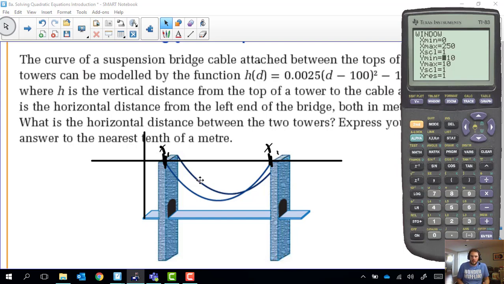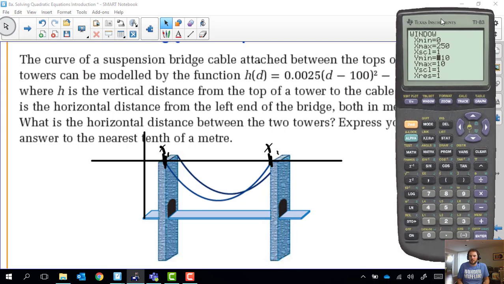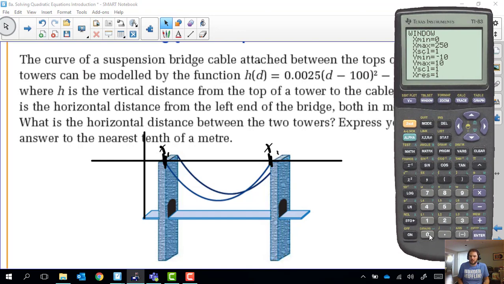And then my y, we only care about the part of my bridge that's below my x-axis. And again, the vertex here is -10. So maybe I'll leave that at -10 and just make this 0. Or maybe I'll make it like 5 so we can get a glimpse of what we're doing here. So if I graph this, and there we go. There's the cable here.